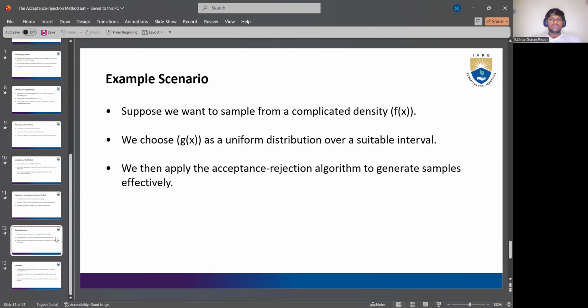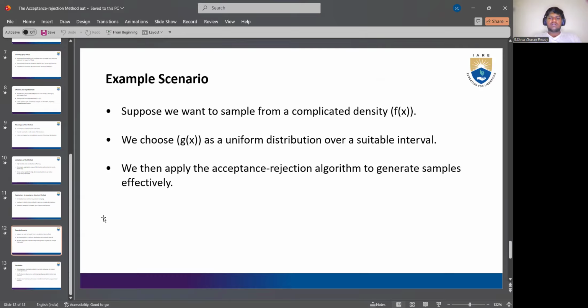Coming to an example scenario, suppose we want a sample from a complicated density f of x. We choose g of x as a uniform distribution over a suitable interval. Then we apply the acceptance rejection algorithm to generate samples effectively. So f of x is a density and g of x is a distribution over an interval. We want a sample from this density by using the distribution over a suitable interval.